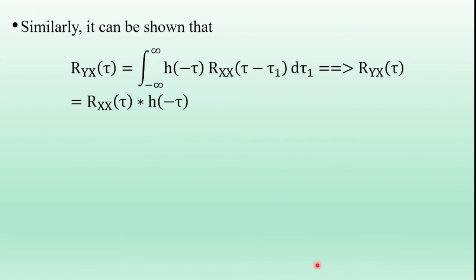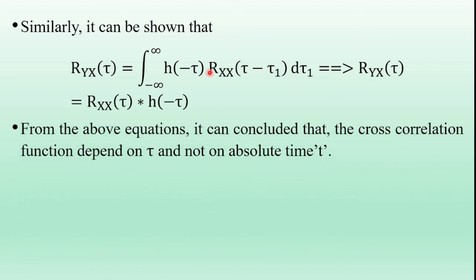Similarly, it can be shown that the cross correlation function of the random processes y of t and x of t is Ryx of tau, equal to the integral from minus infinity to infinity of h of minus tau 1 Rxx of tau minus tau 1 d tau 1, which is equal to the convolution of Rxx of tau and h of minus tau.